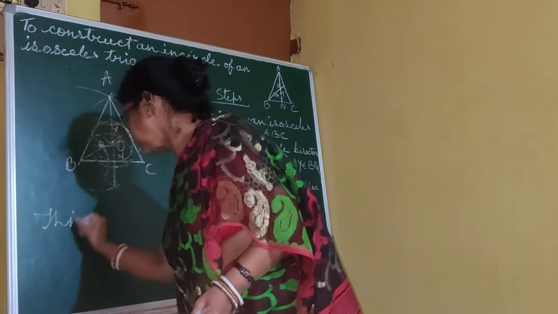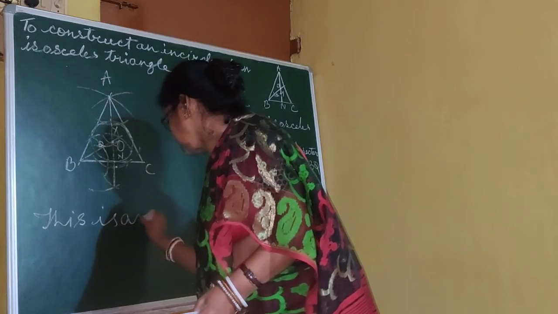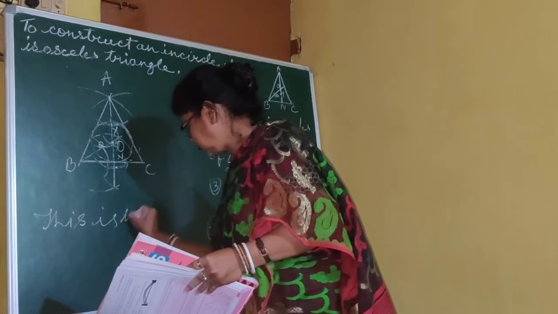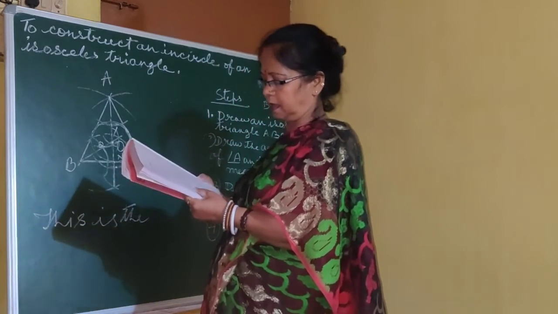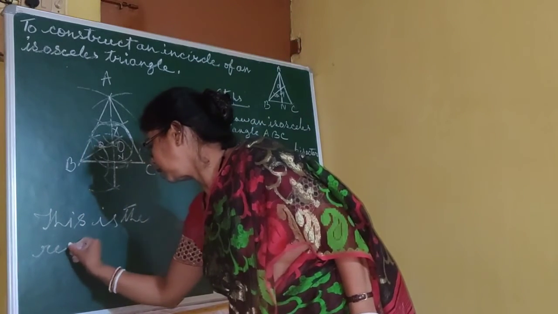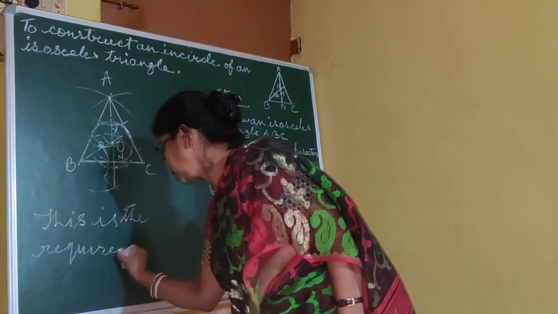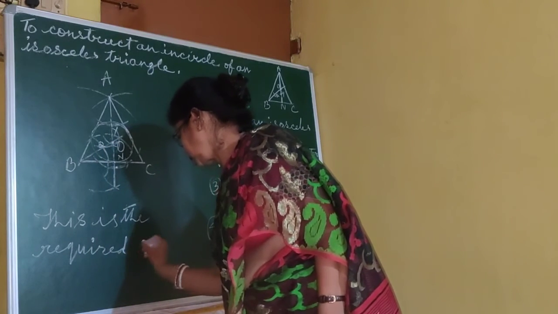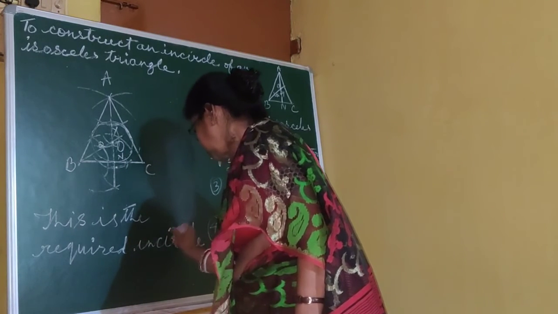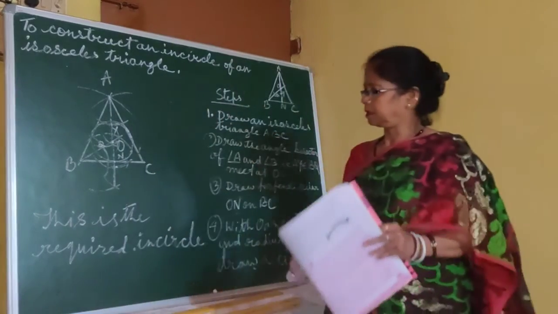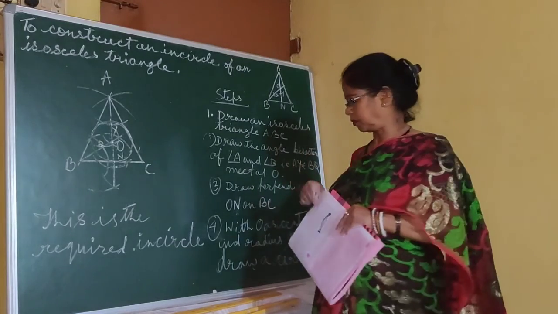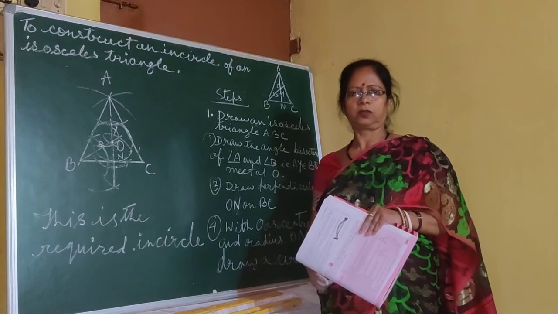This is the required incircle. So now, since these are online classes, everything should be according to the book. The names and everything I explained are according to the book. I think you understood. Thank you.